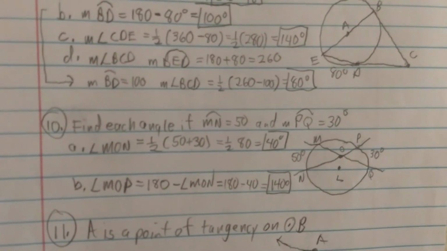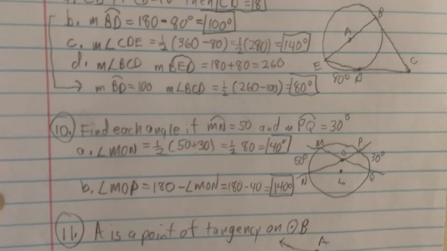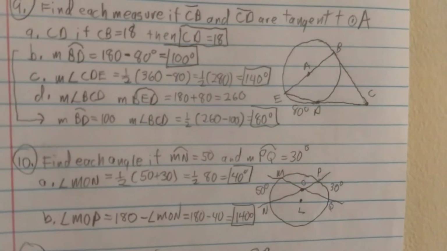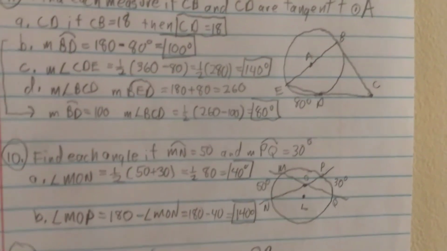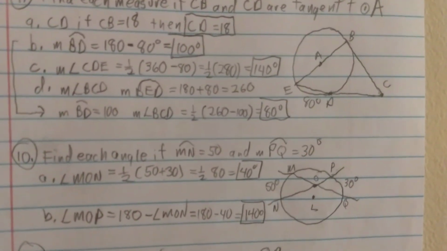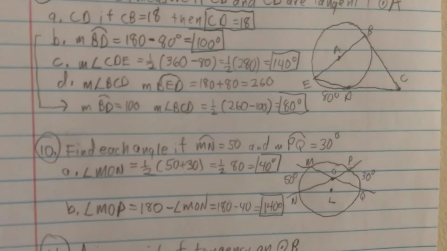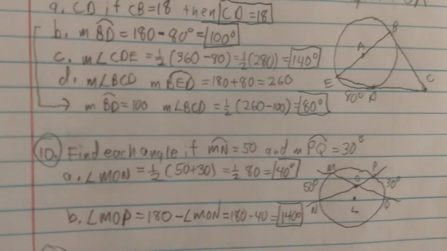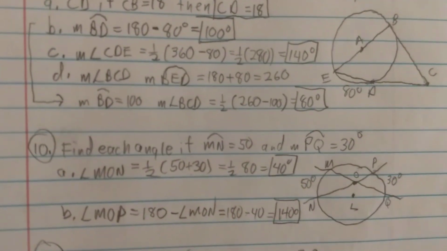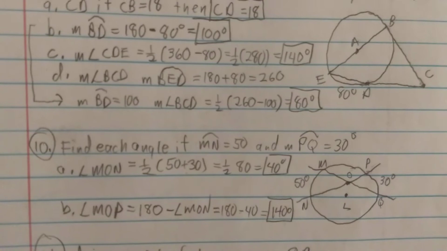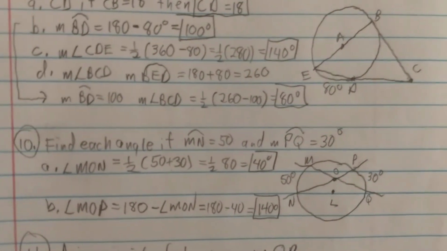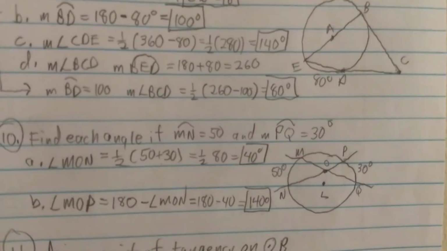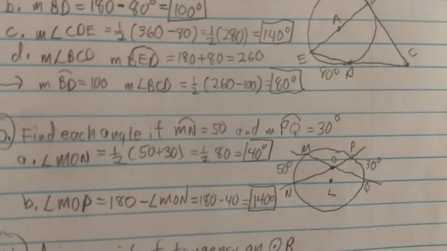And then to find the measure of BCD, we have to first find the measure of arc BED going around the long way, 180 plus 80, which is 260, and that leaves the measure of BD to be 100, because 100 plus 260 is 360. Then finally we can get the measure of BCD is 1/2 of 260 minus 100, which equals 1/2 of 160, or 80.